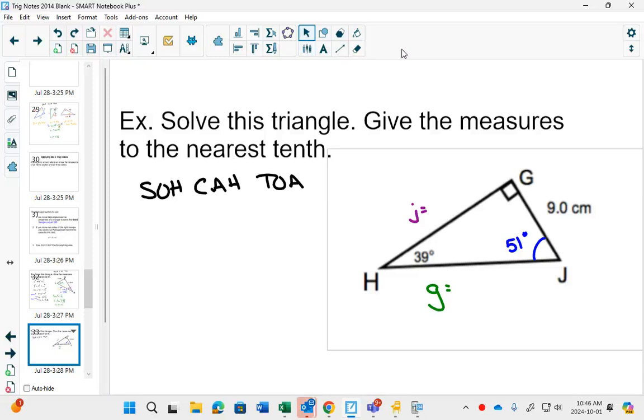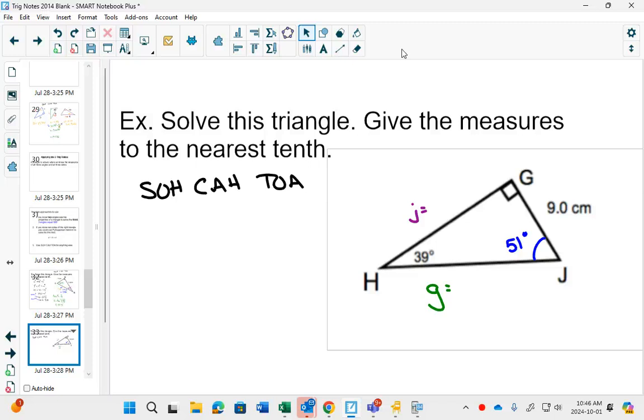Which one do you want to solve for first? All right. Danny, J or G? G. So again, if you're solving for G, you could use the 39 degrees or the 51 degrees. I would probably choose the 39 because it was given to me.